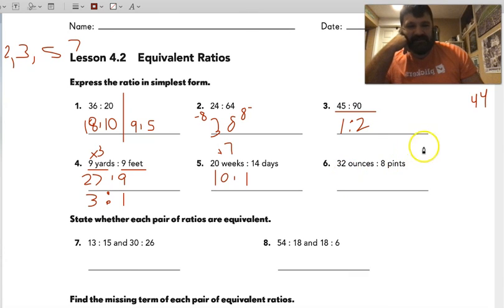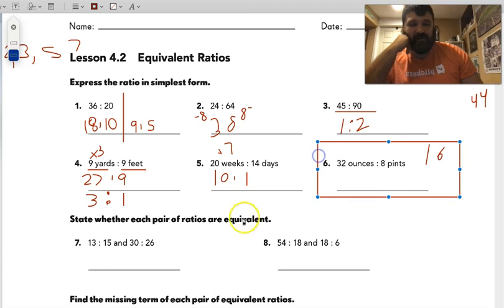All right, ounces, pints. That's a hard one. Okay, you got 16 ounces. I'd like you to try to get that one on your own.